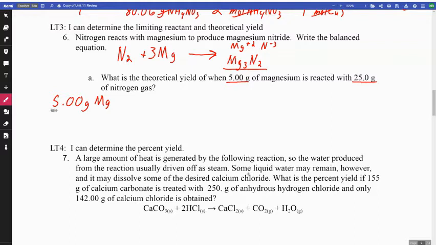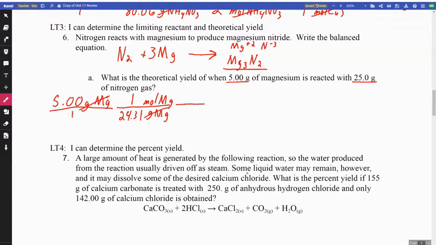Okay? So we put our first given over 1. We do our conversion factor. Grams of magnesium goes on bottom. Moles of magnesium goes on top. 1 in front of moles. The molar mass of magnesium in front of grams, which is 24.31. Grams of Mg cancel out. We're left with moles of Mg.